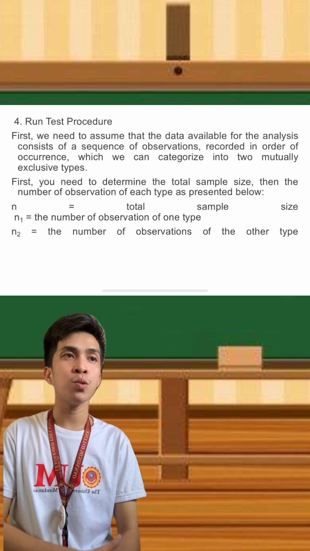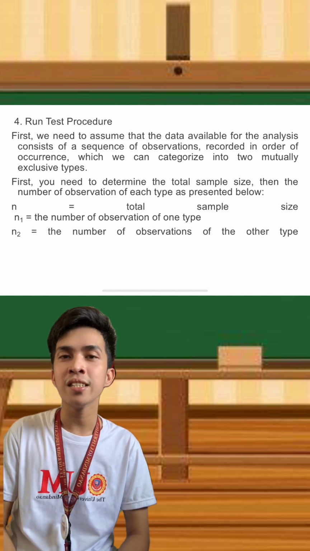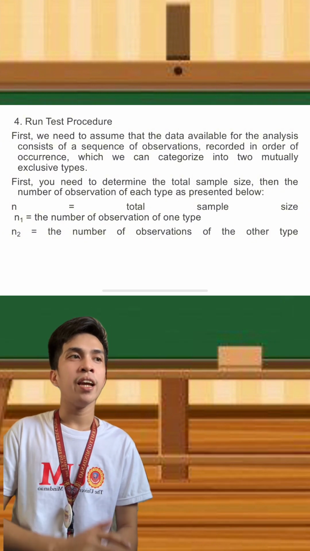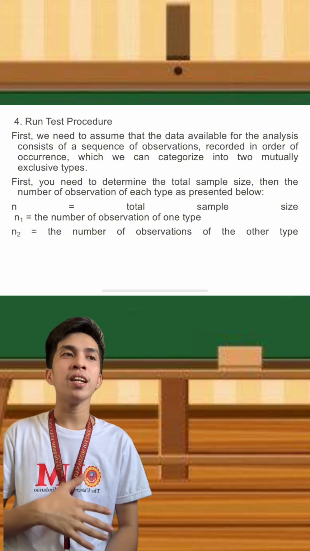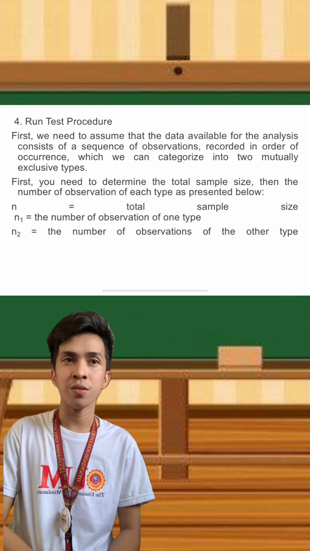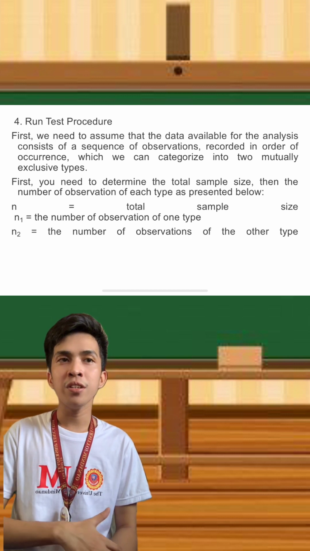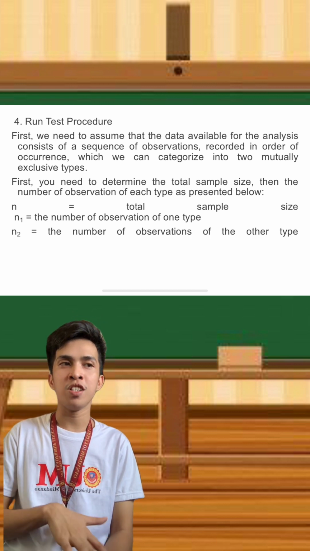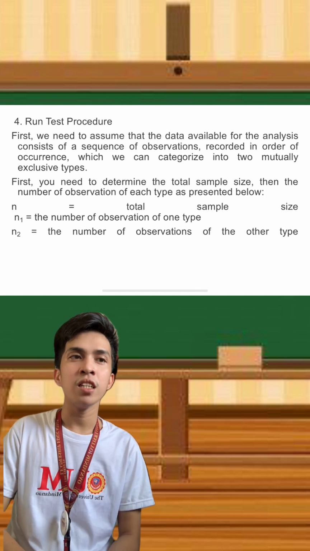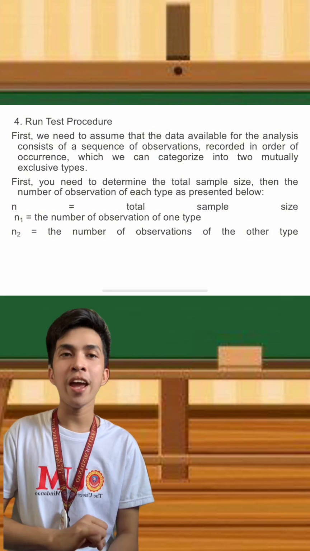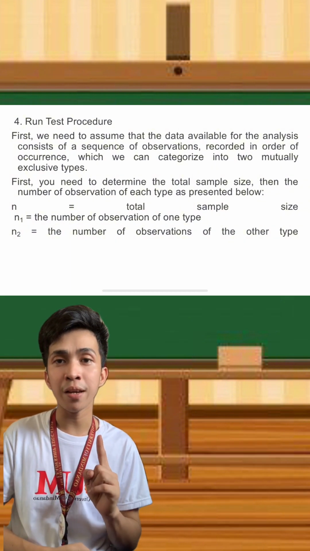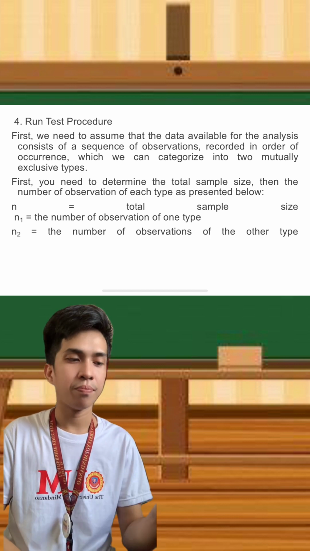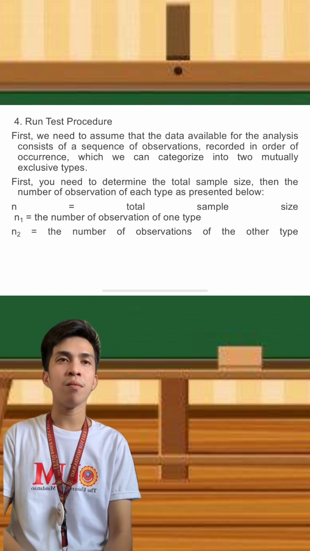So, the runs test procedure. First, we assume that the data available for the analysis consists of a sequence of observations recorded in order of occurrence, which we can categorize into two mutually exclusive types. First, we need to determine the total sample size, then the number of observations of each type. So n is equal to the sample size, n1 is the number of observations of one type, and n2 is the number of observations of the other type.